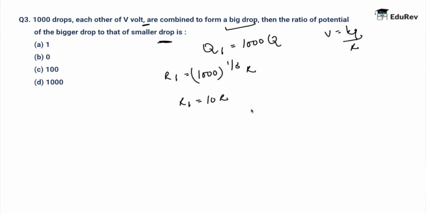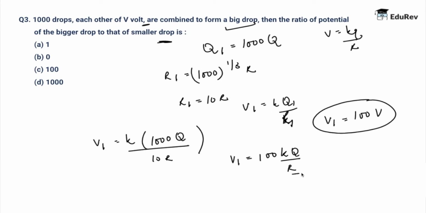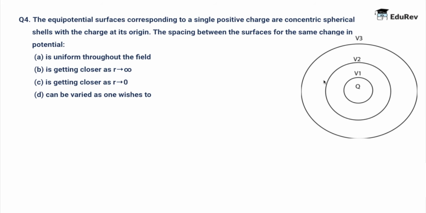So the potential of the bigger drop V1 is going to be what? K Q1 by R1. So V1 is going to be nothing but K times 1000 Q upon 10r. Correct? So V1 at the end is going to be 100 KQ by r. So V1 is nothing but 100 times V, because KQ by r is nothing but V, as I have written here. I hope you understood this question as well. So let's move on to question number 4.